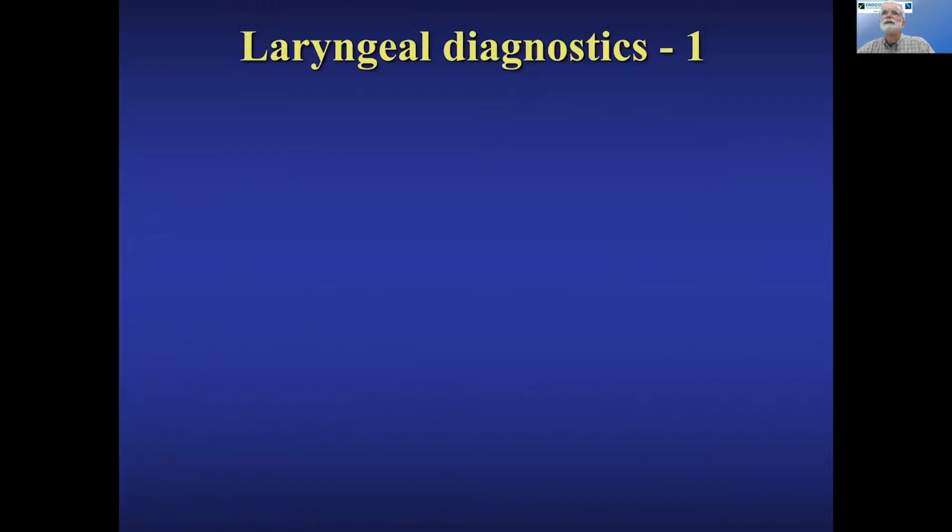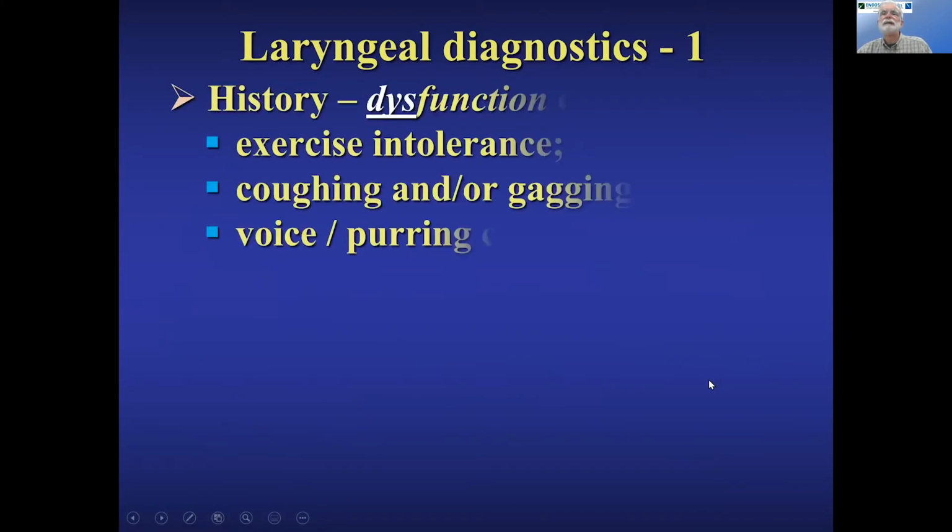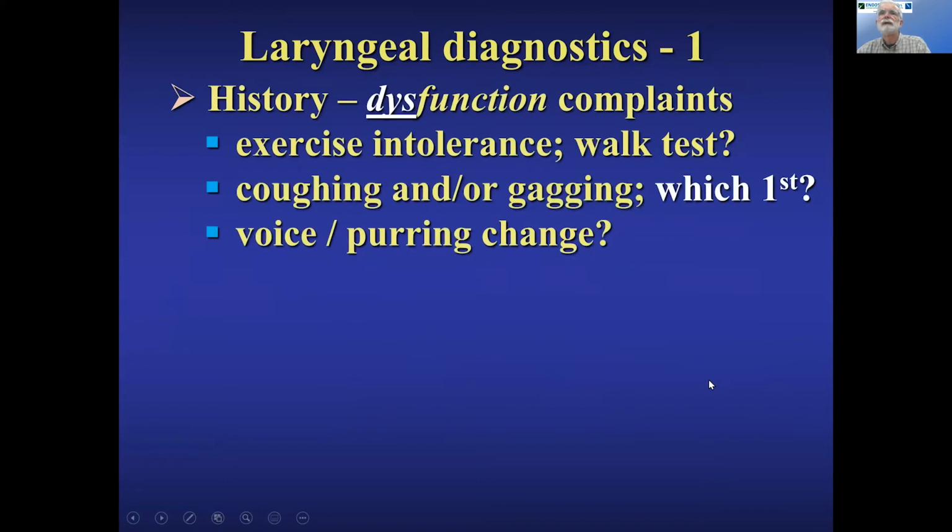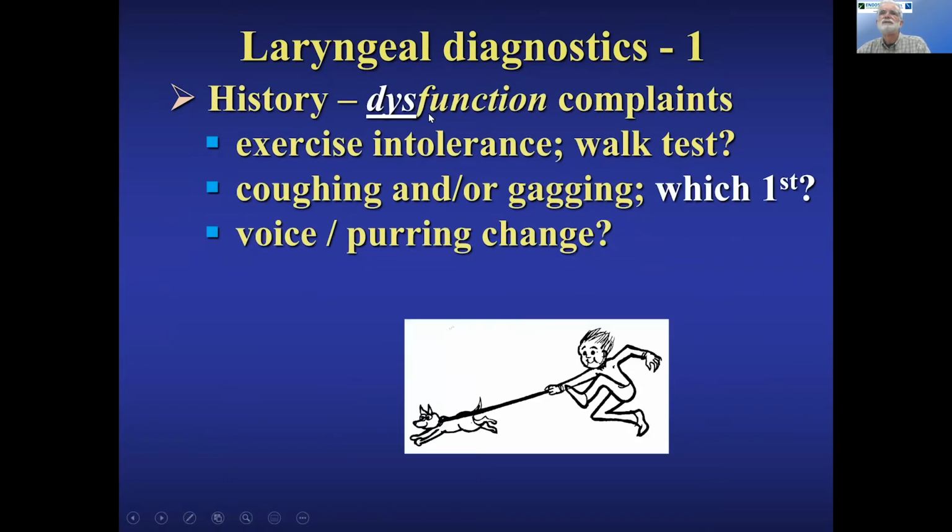So how about the diagnostics? The first thing is really spending a little bit of time. I know time's money, but we're looking for dysfunction complaints, exercise intolerance. The dog should be walking out there in front of you, pulling you along. That was last year. Now maybe he's walking behind you, taking a break, stopping. That's significant. We'll talk about that in a second, about taking a walk test. Coughing or gagging, and then knowing which of those comes first as far as laryngeal disease.